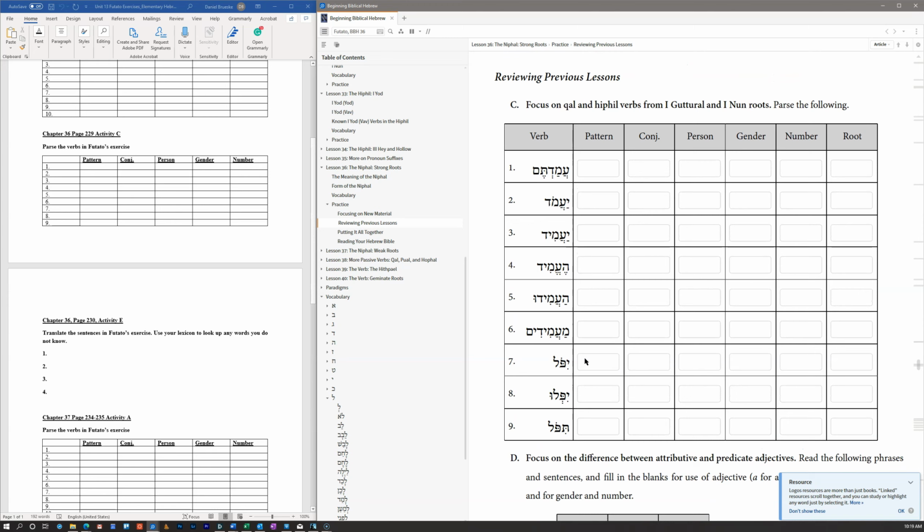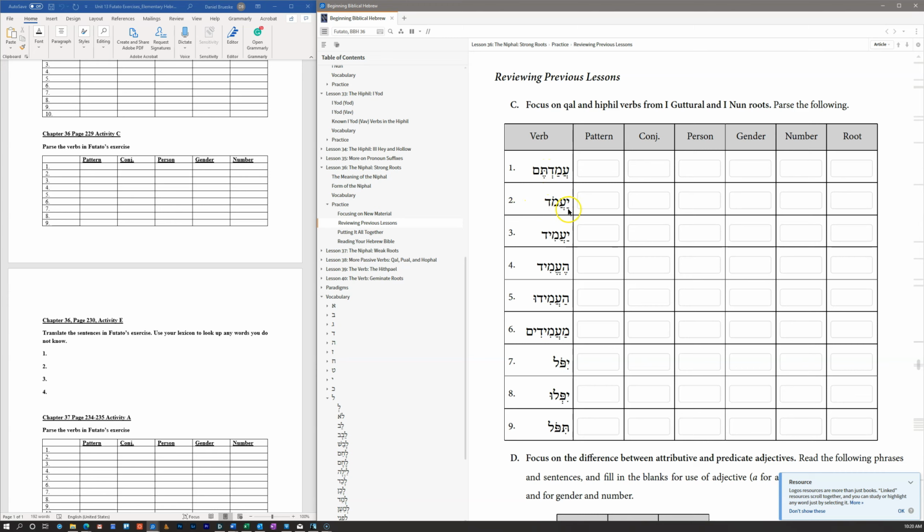All right, so more parsing here. This is specifically for cal and Niphal, one guttural and one noon. So this is just review, but we'll go through here. Amadtem, pretty straightforward. It is a one guttural. So you do have, instead of a shewa here, a hatef patach. But other than that, it's pretty obviously a cal perfect 2MP.